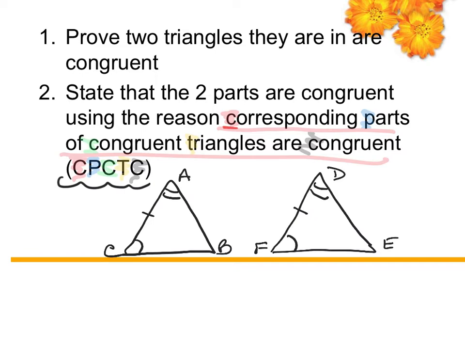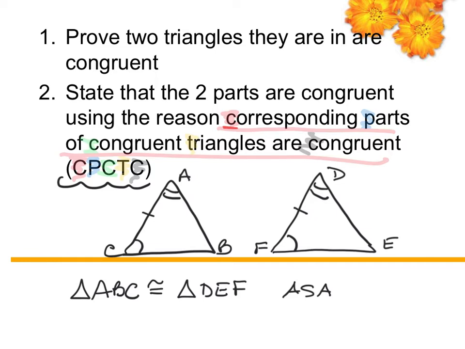Because I have three congruencies here, I can say that triangle ABC is congruent to triangle DEF, and my reason would be angle side angle, because notice you have an angle, a side, it's the included side, and then another angle that's marked as congruent.